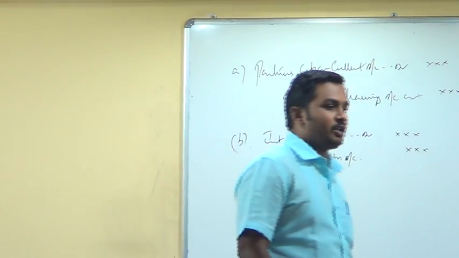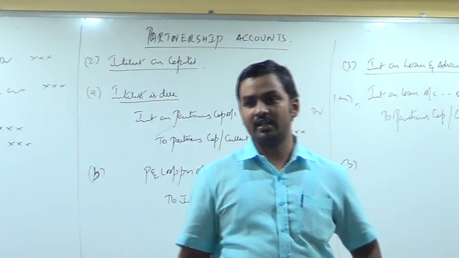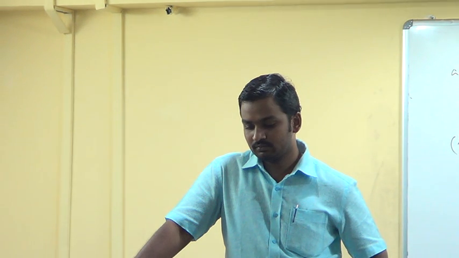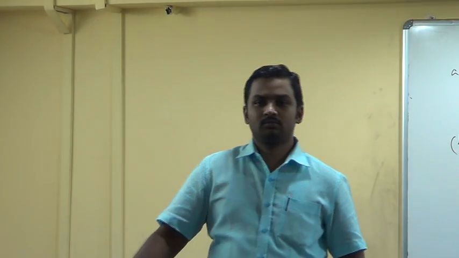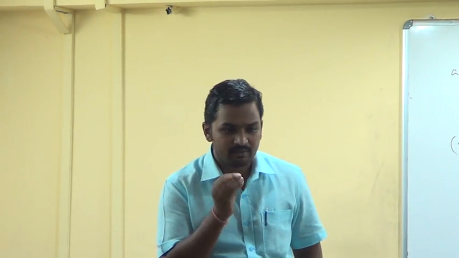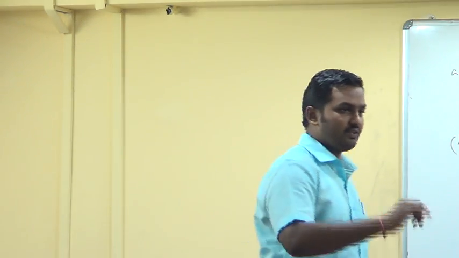Treatment: salary, remuneration, commission to the partner. Write down. Now what is this? A working partner, that means who is every day looking after the day-to-day activities of the business. He would like some salary from the firm, or some commission, or some remuneration for his work. So it is an expense for the firm, it is an income for the partner. Write down. It is an expense for the firm.